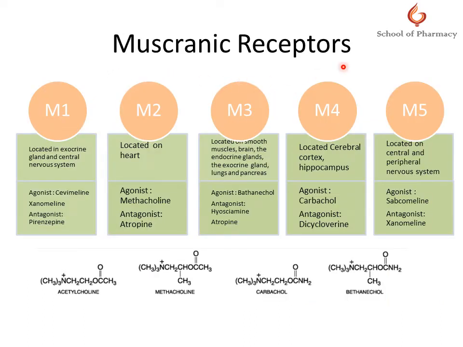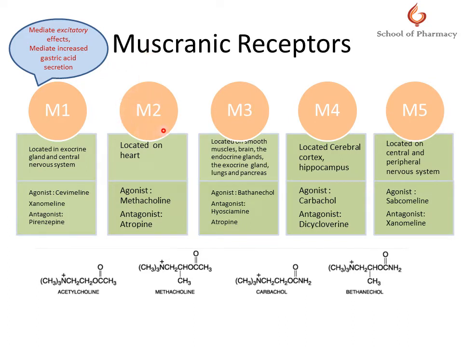Now the muscarinic receptors. These muscarinic receptors are of 5 types: M1, M2, M3, M4 and M5. They are located in different locations. Just like muscarinic receptor 1, it is located in exocrine glands and the central nervous system. The acetylcholine agonists are cevimeline and xanomeline. The antagonist is pirenzepine. These agonists work to mediate the excitatory effects and also increase gastric acid secretion.